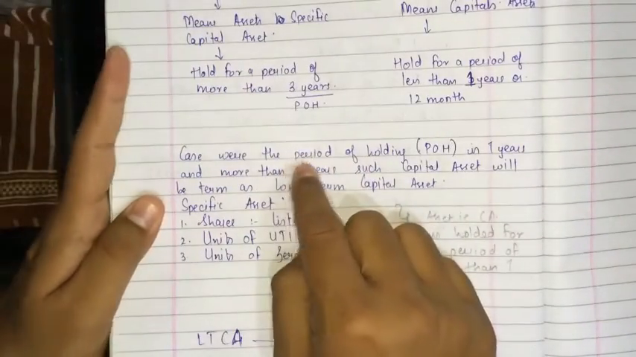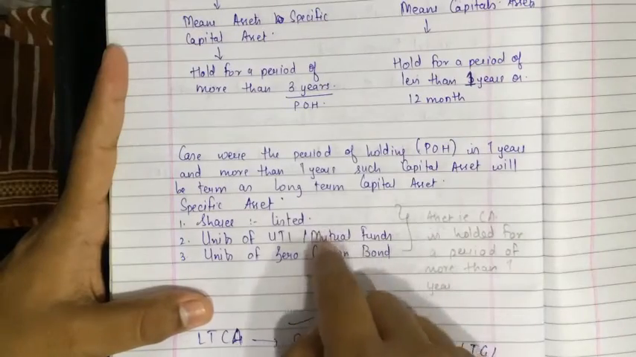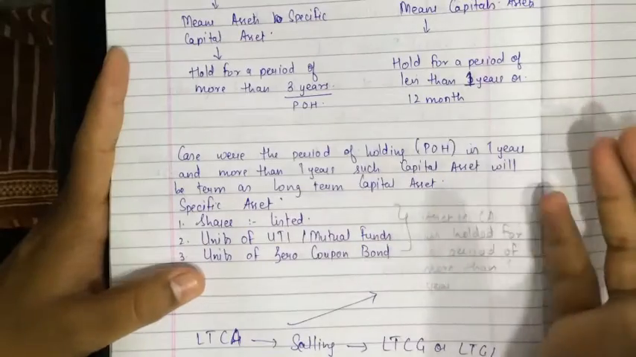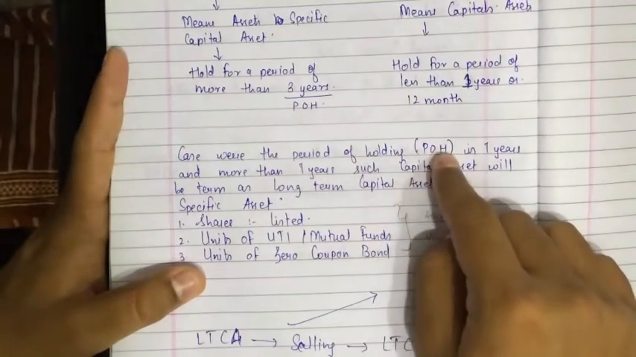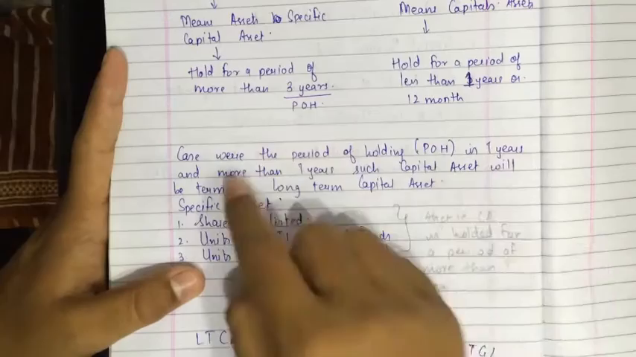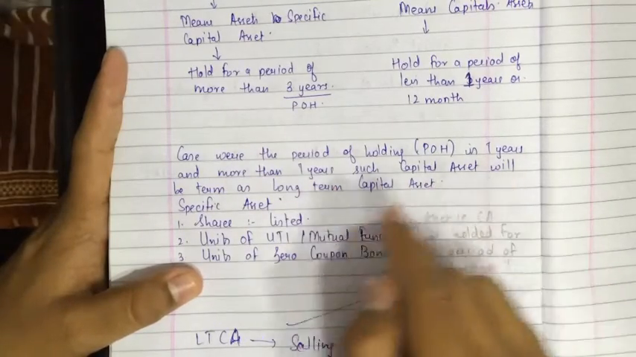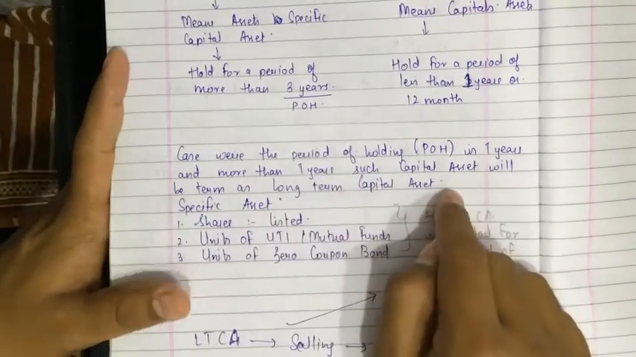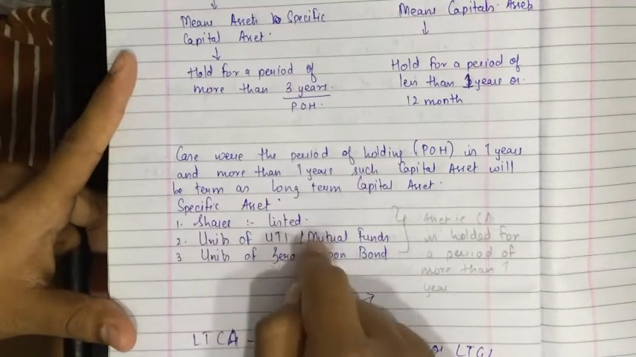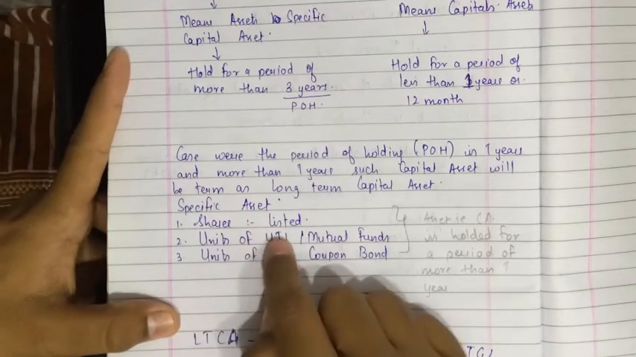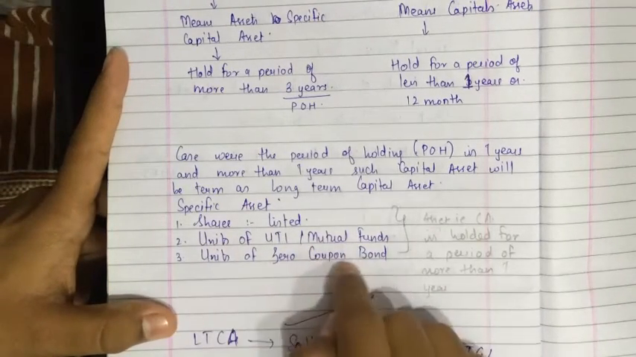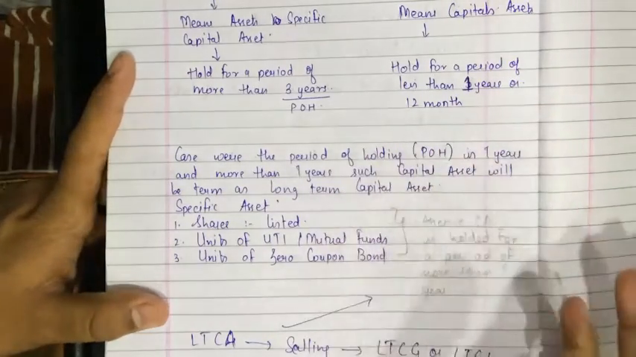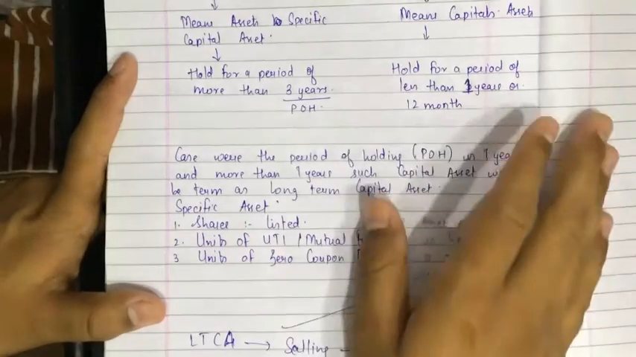There is an exception case where you will be calculating the period of holding is 1 year. That is the case where the period of holding is 1 year and more than 1 year. Such capital asset will be termed as long-term assets. Specific assets are shares, listed shares, units of UTI, mutual funds, units of zero coupon bond. Such assets are capital assets which are holded for a period of 1 year or equal to 12 months, but they are termed as long-term capital asset.